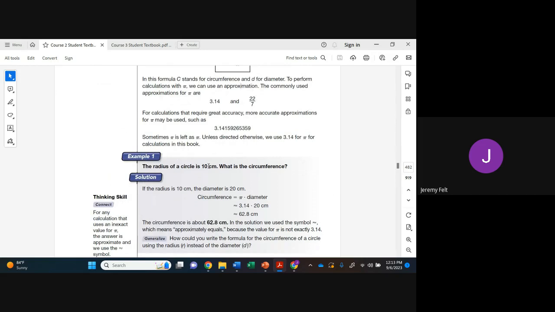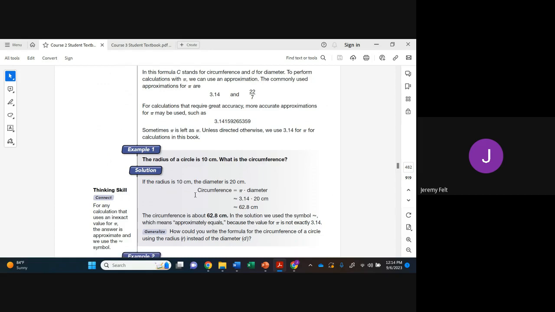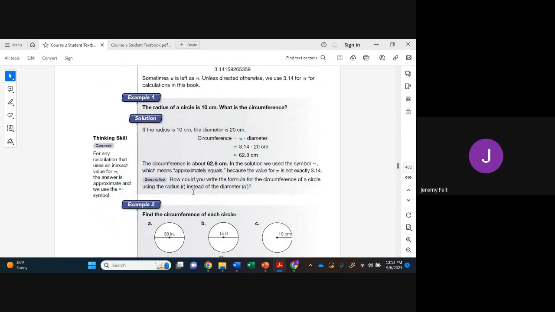So the radius of a circle is 10 centimeters. Well, pi times 10 times 2, okay, or pi times 20 equals about 62.8. This little symbol right here looks like a bent equal sign. That means it's about. Since 3.14 is a rounded version of pi, we say it's about 3.14. And then our circumference is about 62.8 centimeters. Again, it's circumference, just like perimeter, so it's one-dimensional, so it's just our units, centimeters, inches, feet, whatever. It's not squared or cubed.